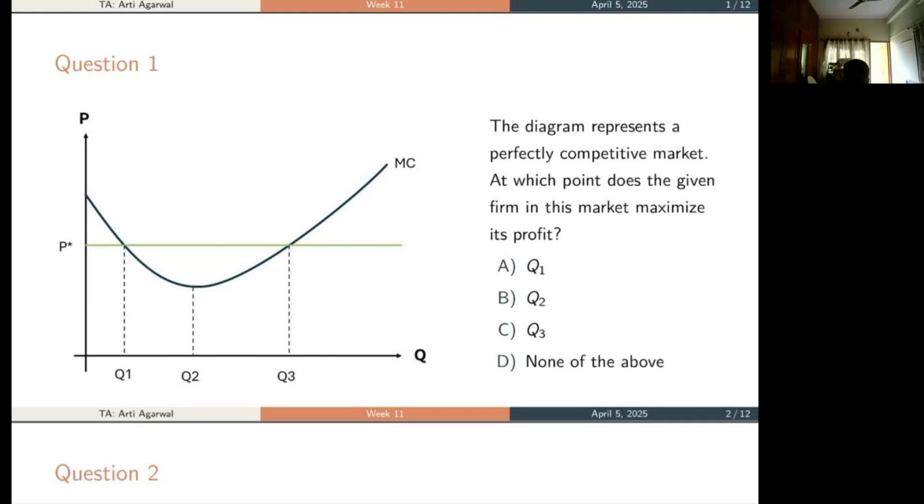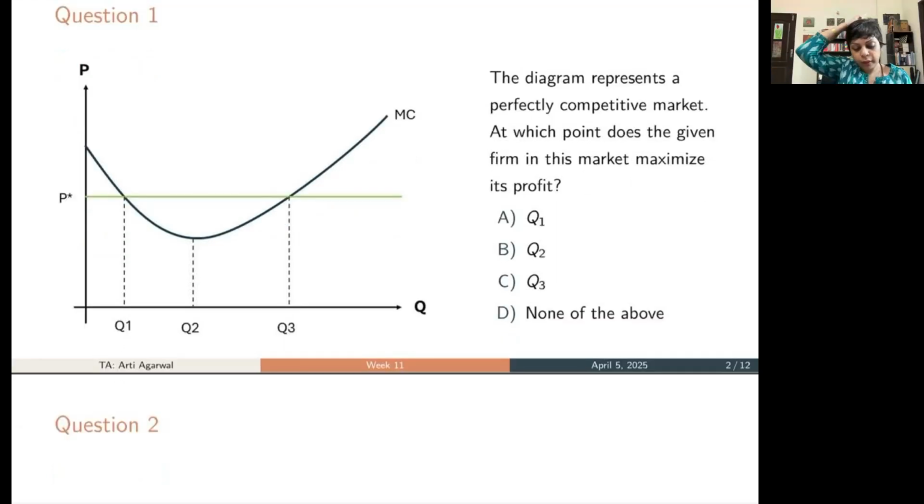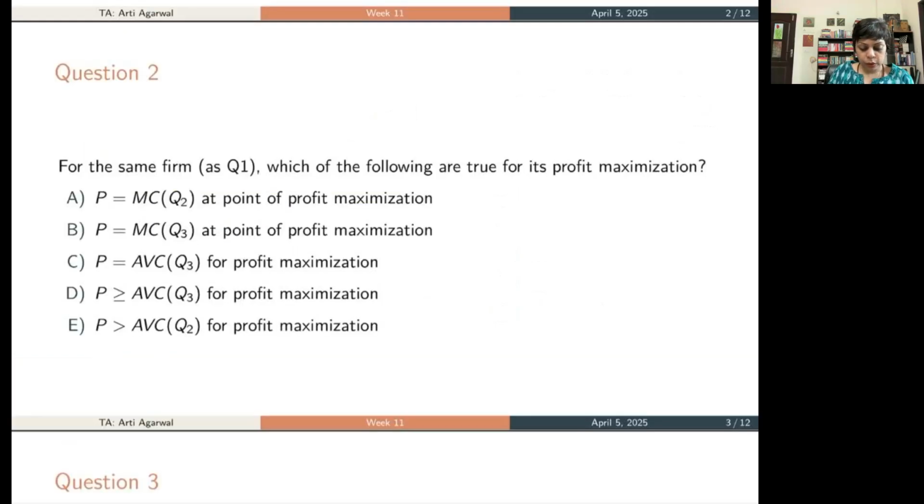Okay, madam. Yeah. Okay, let's go to question number 2, which is still referring to the same diagram. In this, they're asking, for the same firm as question 1, which of the following are true for its profit maximization? P is equal to marginal cost at point Q2. P is equal to marginal cost at Q equal to Q3. So this we have already figured out.